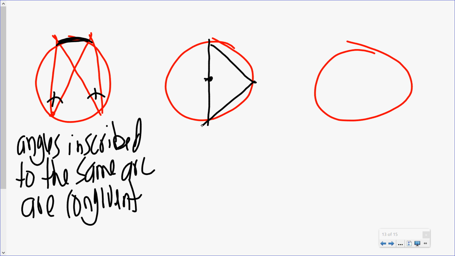If I have an angle inscribed to a semicircle, to a diameter, it's a right angle.